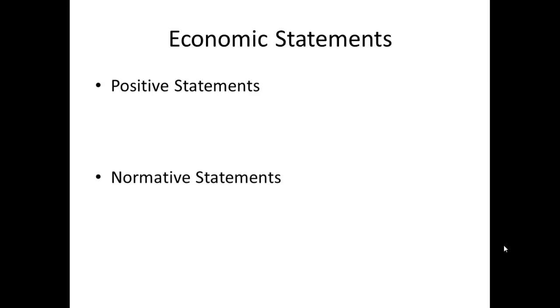Now, within economics, there are primarily two different types of statements. Your first type is positive statements, and then you have normative statements. Now, a positive statement is just that. It's very positive. It's a statement about what is. Notice it's not positive and negative. It's positive and normative, right? So it's not a feel-good statement or something like that. It's a statement about what is.